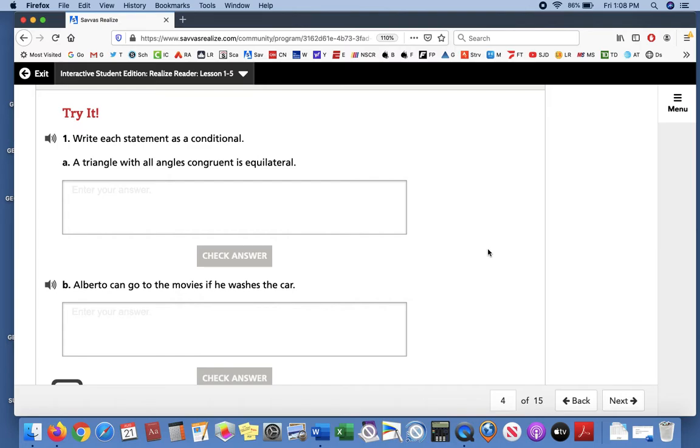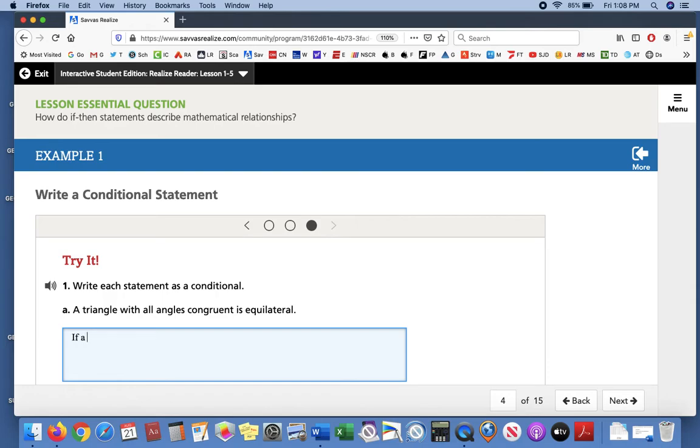A triangle with all sides congruent is equilateral. I don't see the word if. A triangle with all angles congruent is equilateral. Well, I see the word is, so it's kind of like this is that. So I'm thinking that might be the if part. If a triangle has congruent angles, I don't know if that's the best way to word it, but I'm going to try.